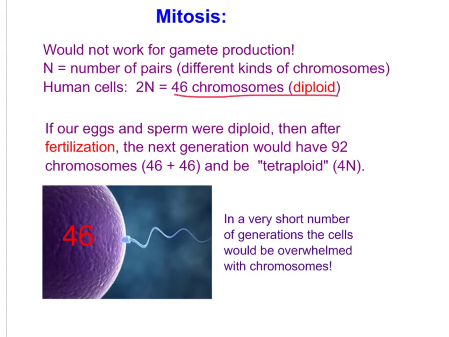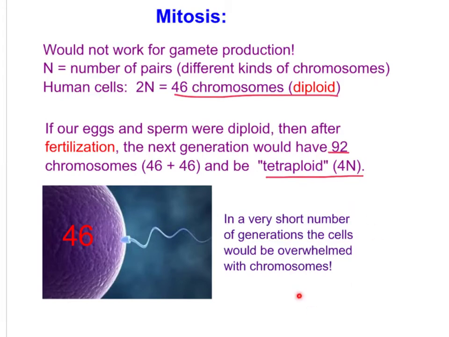So if our eggs and sperm were also diploid, then when the egg and the sperm fertilized, the next generation would have 92 chromosomes. It would be what we call tetraploid, or 4N. It would not be viable. It wouldn't even be able to function. It wouldn't make any sense.